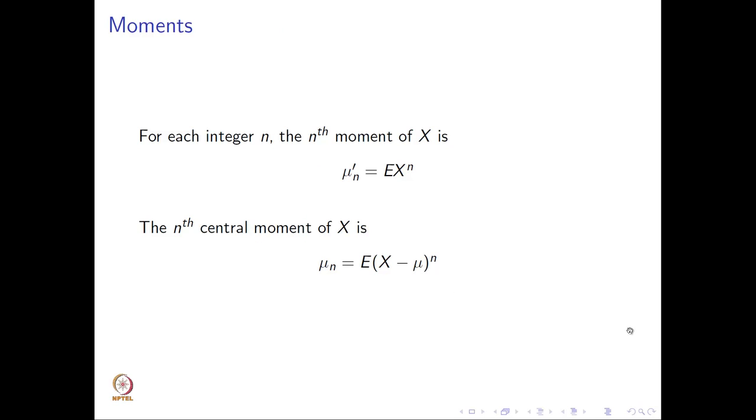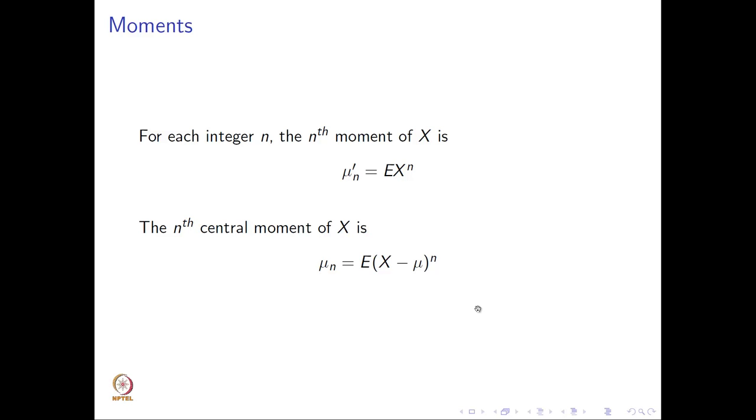Let us now define moments. For each integer n, the nth moment of x is mu dash n equals expectation of x raised to the power n. Also, the nth central moment of x is mu n equals expectation of x minus mu raised to the power n. So the difference between moment and central moment is that in central moment we subtract the mean of the random variable, or expected value, from the random variable.